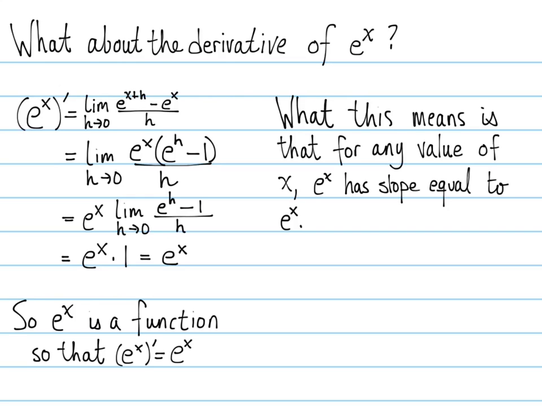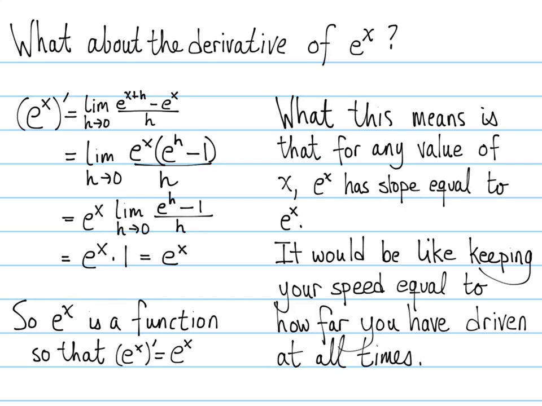So the slope at (2, e^2) is e^2. The slope at (1, e) is e. And the slope at (0, 1) is 1. And so, if the slope is always like the y value, it's like saying that your speed is always exactly equal to how far you've driven.